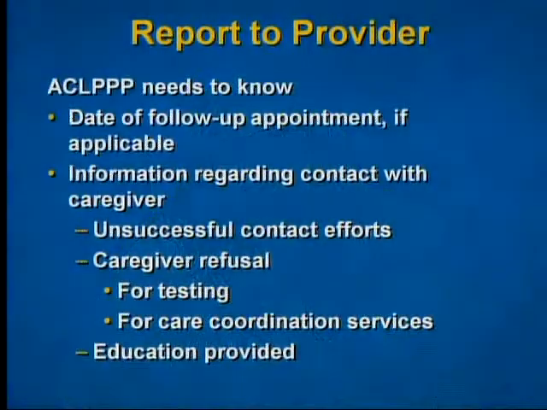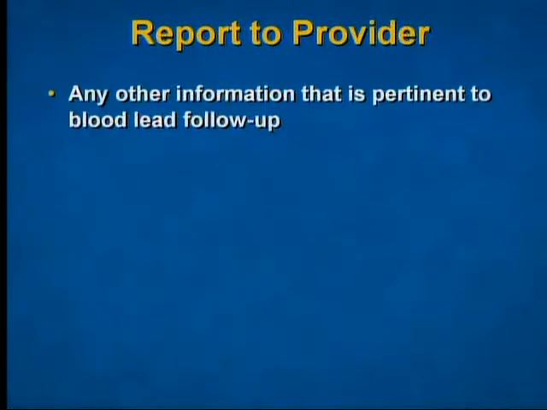In addition, we also need to know if there are any follow-up appointments made, if that applies to that situation, and any information regarding contact with the caregiver. So we're looking for information if you have had unsuccessful contact, if you've had a caregiver refuse the testing or even the care coordination services, and of course, if everything goes the way we hope it will, any education that was provided, the home visit that was made, and the type of materials you may have provided to the family. In addition, any other pertinent information that you come across we would want shared.